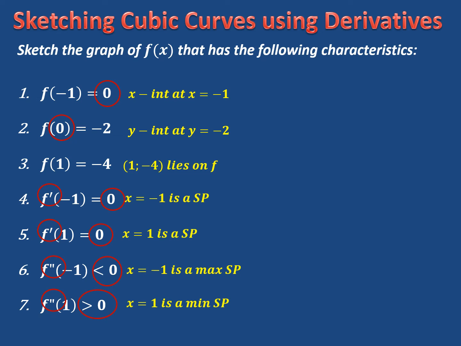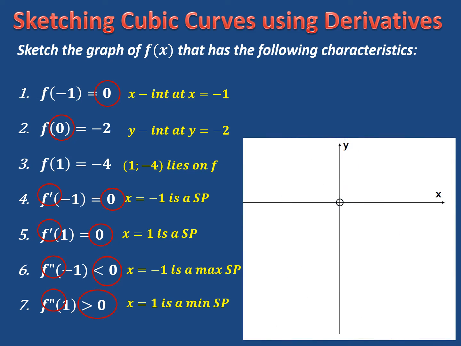Now let's put these all together on a Cartesian plane. Let's first have a look at all of the points that talk about negative 1. So we know that negative 1 is an x-intercept, and it's a stationary point, and it's the maximum stationary point. So if we plot minus 1 on the graph, we know it's an x-intercept, we know it's a stationary point, and we know it's the maximum stationary point.